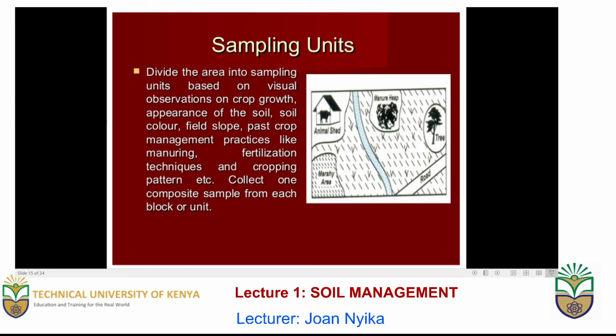The sampling units. In a field, you usually divide the sampling points into units, and these units are based on several factors. Usually, these factors include the visual observations on crop growth, the appearance of the soil, its color, the topography, previous management practices, or cropping patterns such as crop rotation, the various manuring patterns or fertilization approaches that have been used.